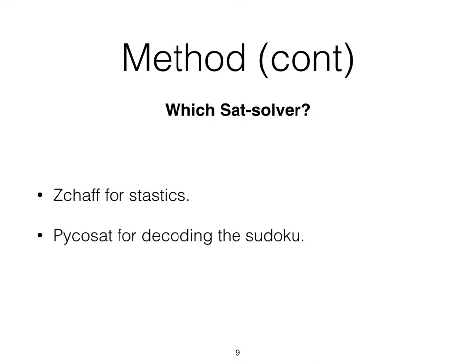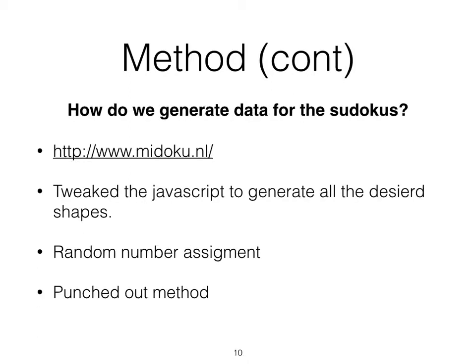Then the third question is which SAT solver we can use. We use CryptoMiniSat and Picosat. Mainly our code is written in Python, and therefore Picosat is very handy for decoding the sudoku. However, Picosat doesn't give us enough information, and therefore we use CryptoMiniSat for the statistics. The last question is, how do we generate data for the sudoku?